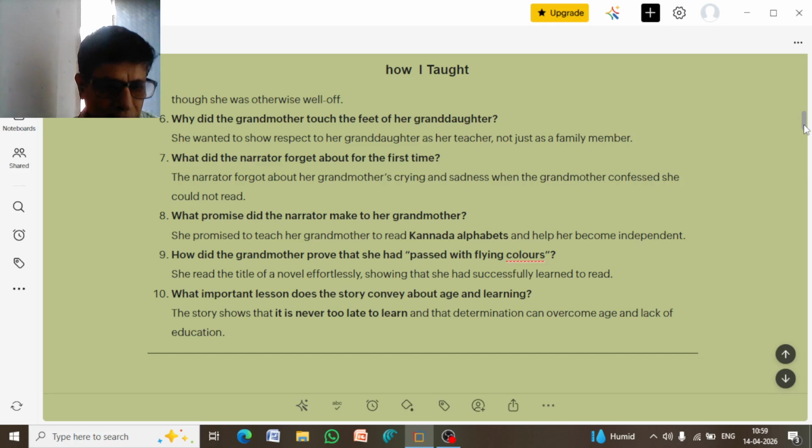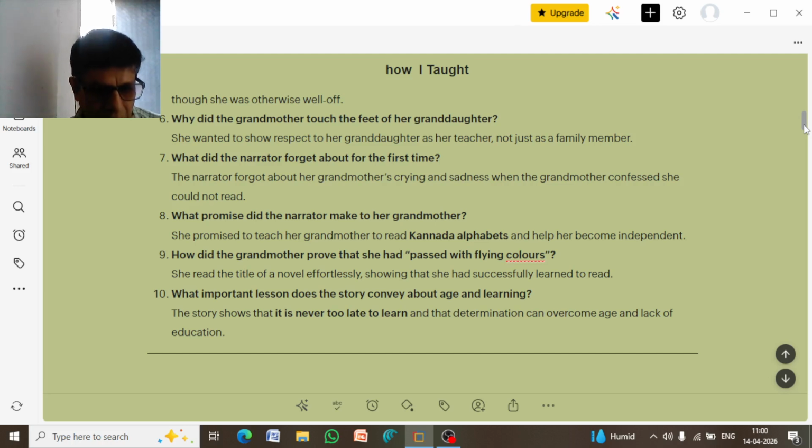Question number 7. What did the narrator forget about for the first time? Answer. The narrator forgot about the grandmother's crying and sadness when the grandmother confessed she could not read. Question number 8. What promise did the narrator make to her grandmother? Answer. She promised to teach her grandmother to read Kannada alphabets and help her become independent.